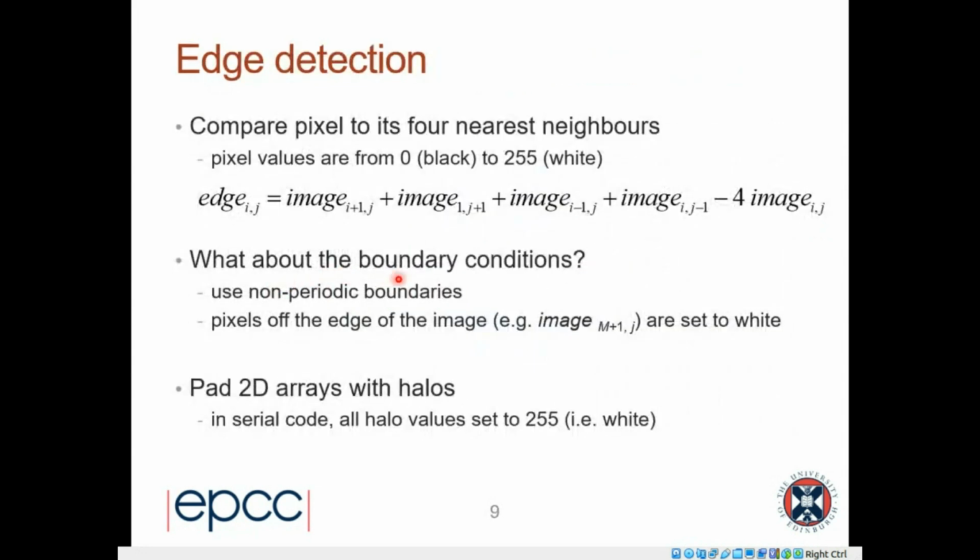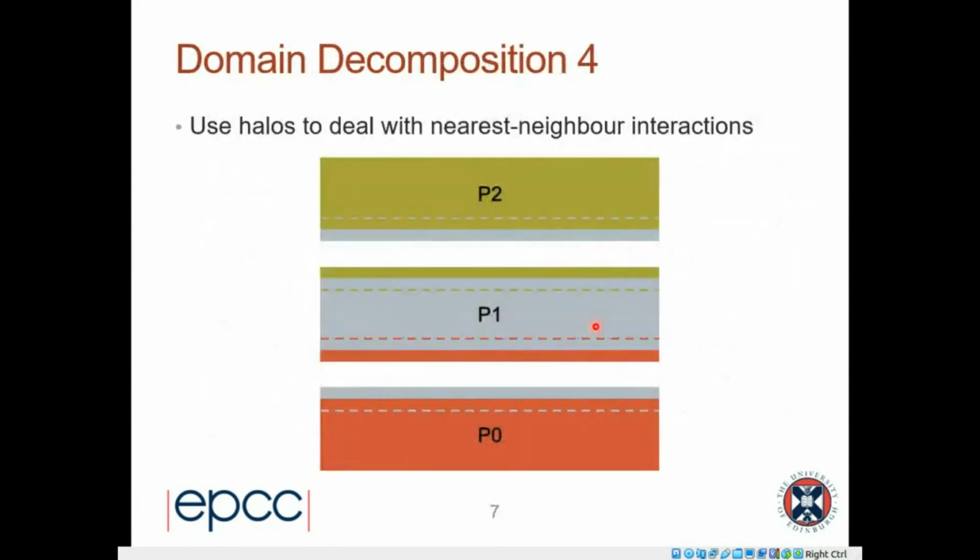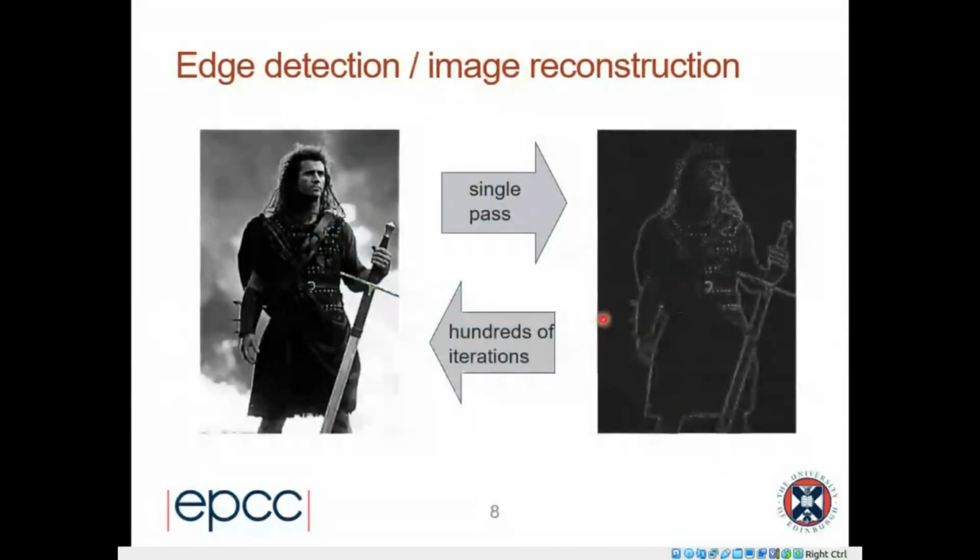Okay. What about you asked about the boundary conditions? Well, we'll use non-periodic boundary conditions. So pixels off the edge of the image are set to white. So when we write the serial code, we will pad the 2D array with a halo. So even in the serial code, we will pad the array to be one bigger all the way around than it needs to be, so that when we look off to the right of this pixel here, there is a pixel here, and its value is white, which is 255.